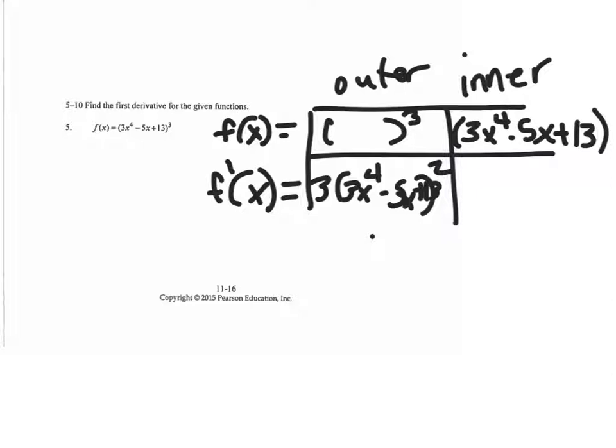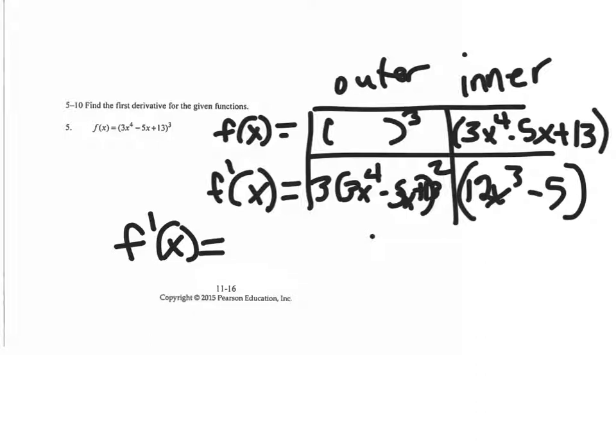And now I'm ready to take the derivative of the inner function. So what is going to be the derivative of 3x to the 4th? 12x cubed. What's the derivative of minus 5x? Minus 5. And what's the derivative of 13? 0. So this is the derivative of the inner function. This first thing that we wrote down right here is the derivative of the outer function. My complete derivative is taking everything in this bottom row and multiplying it together.